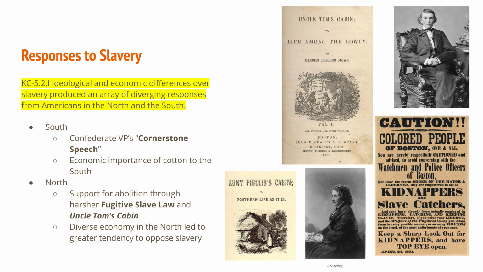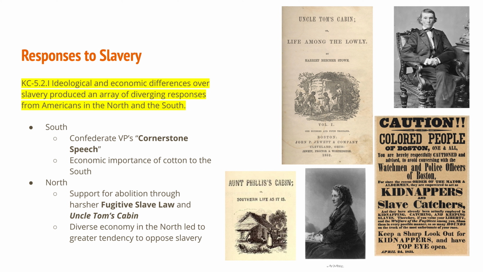The economic importance of cotton led to this racial ideology because African American enslaved people were the main source of labor. In the North, there begins to be a greater support for abolition through a harsher fugitive slave law. It was the Fugitive Slave Law of 1850 that made a lot of Northerners change sides or become more open to abolitionism. And of course, Uncle Tom's Cabin, that was written by Harriet Beecher Stowe.